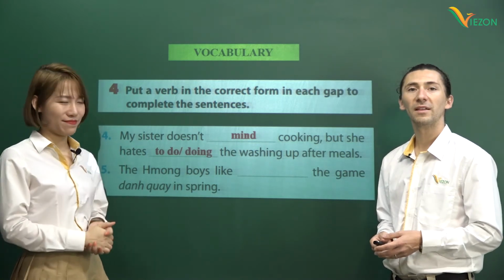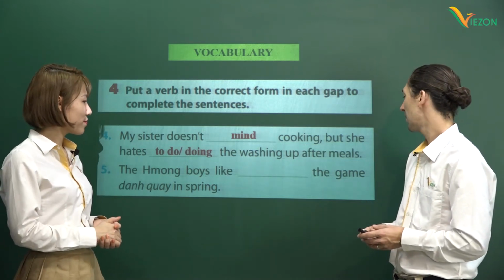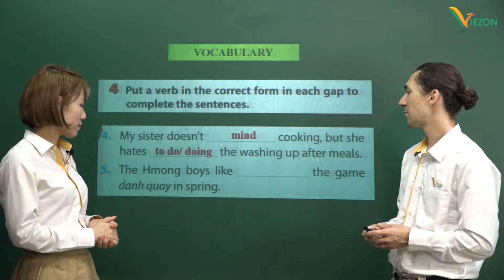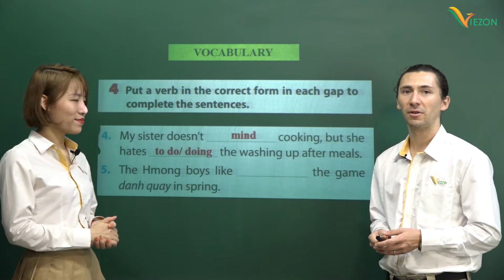And number 5. And the last one, number 5 says, the Hmong boys like the game Dang Quai in spring. All right, so what do you think? What is the missing verb here?